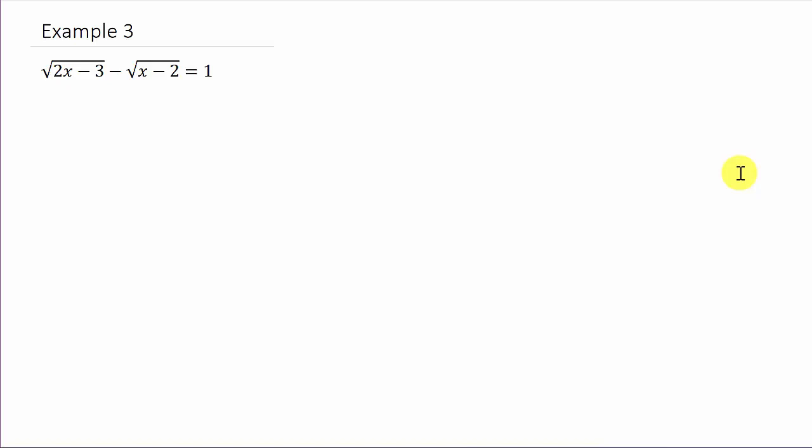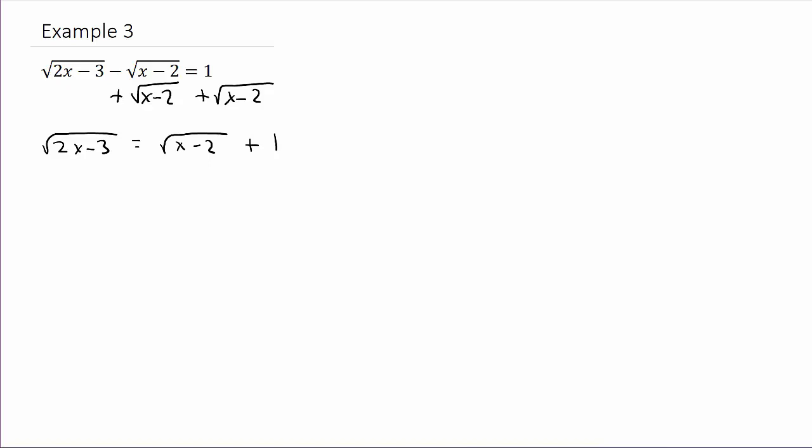Whenever we're solving an equation that's got a square root in it, we want to isolate the square root. Well, in this one we have two square roots, so we'll isolate one of them. I'm going to isolate this one, so I'm going to add square root of x minus 2 to both sides. That gives me the square root of 2x minus 3 equals the square root of x minus 2 plus 1. Alright, so I've isolated this one.